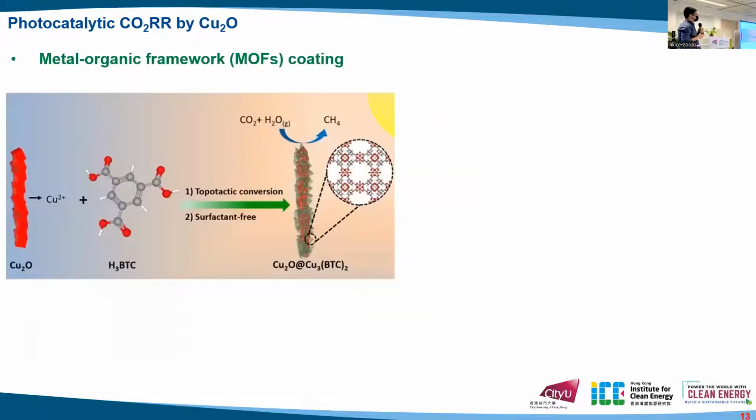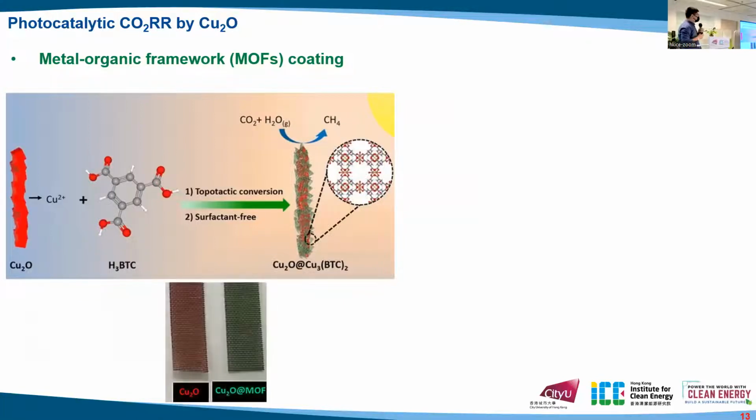So we use an innovative synthesis technique, a topotactic conversion strategy, to put a homogeneous layer of copper MOF on the cuprous oxide surface without using any surfactant. And from the image of the real sample, we can notice that upon the conversion, we changed the original reddish color of cuprous oxide into a greenish color, which is reflected by the copper MOF after absorbing water molecules from the atmosphere, which is a very beautiful color, just like a green leaf.